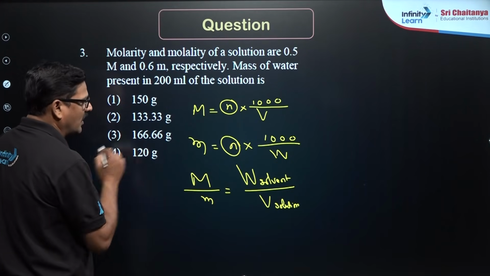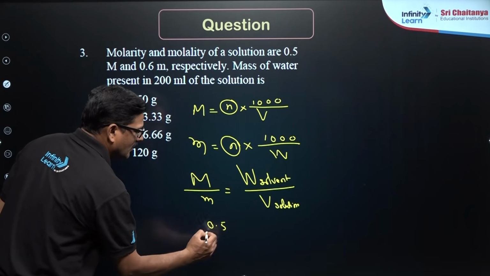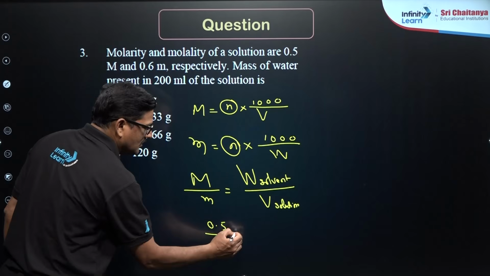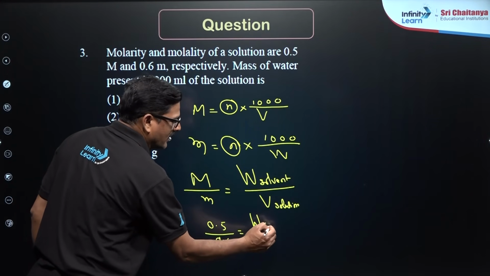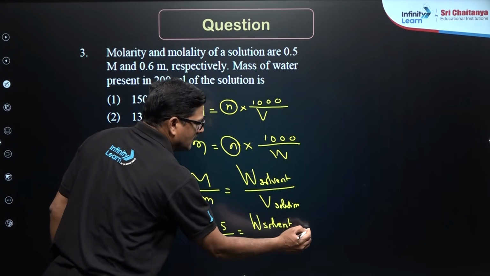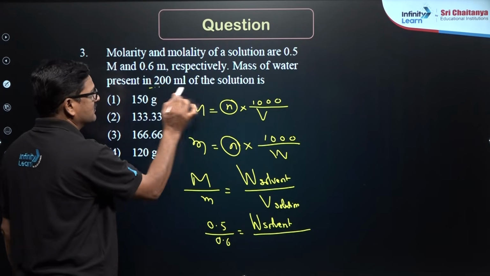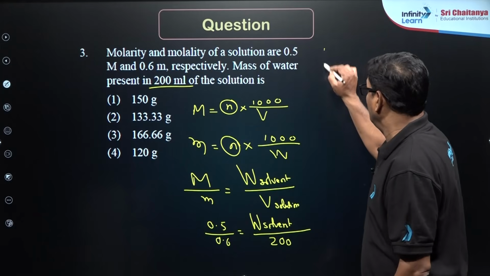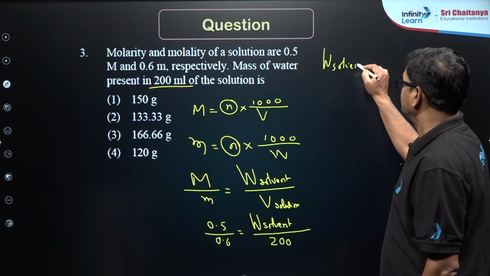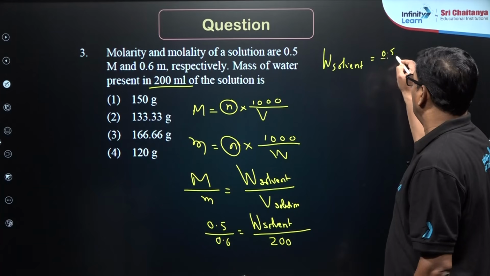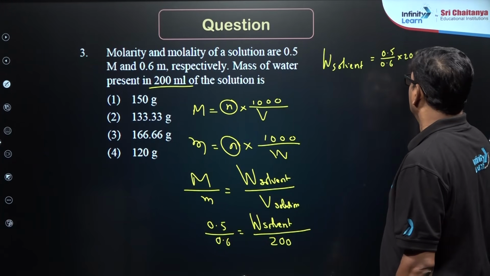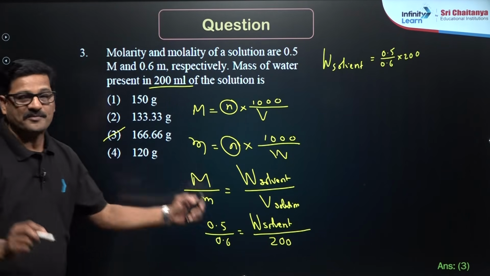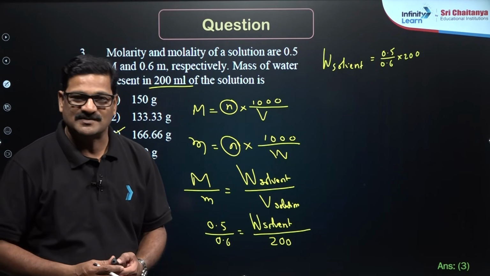Molarity is given as 0.5 and molality is given as 0.6, and the weight of the solvent is what you have to calculate. The volume of the solution is given as 200 milliliters. Therefore, we can write the weight of the solvent is equal to 0.5 upon 0.6 into 200. That comes to be 166.66. Option 3 is the correct answer for this question.